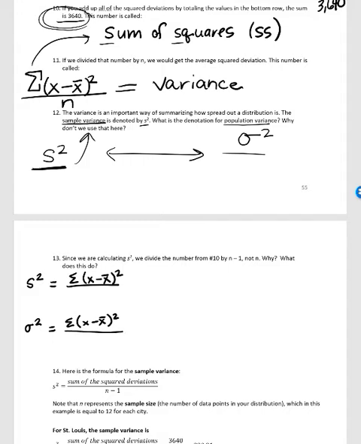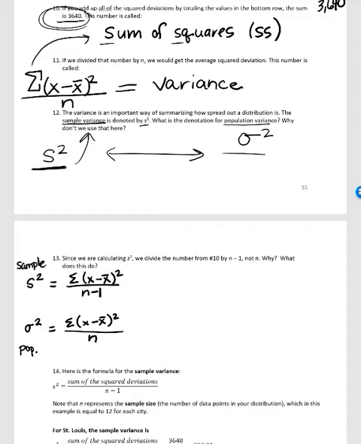So this is saying, since we're calculating S squared, we divide that number by n minus 1. So down here we do n minus 1, versus here, we would do n. Why? This is a strange idea, so bear with me a little bit. This is for the population, the whole population, everybody. This is for the sample.